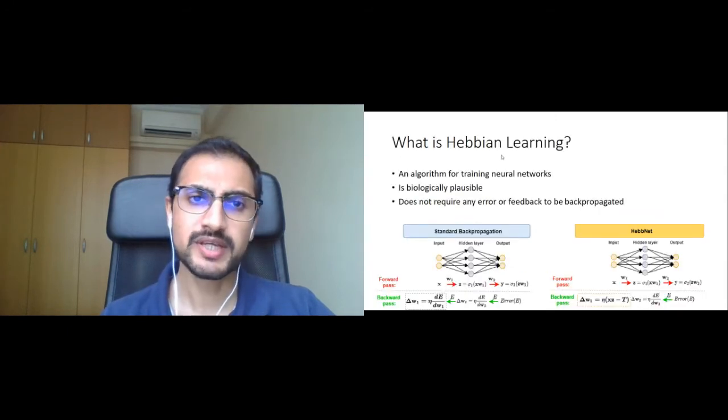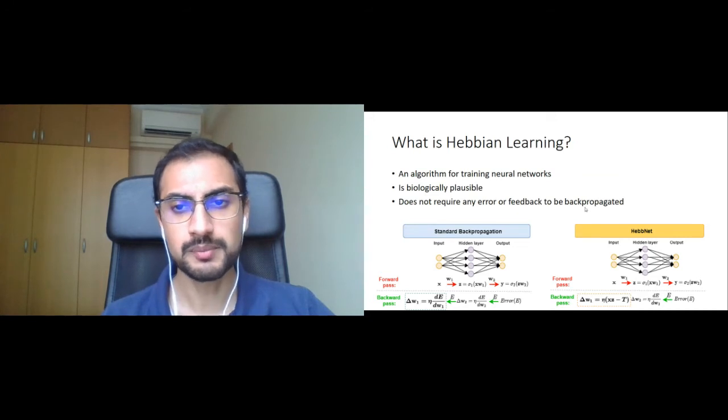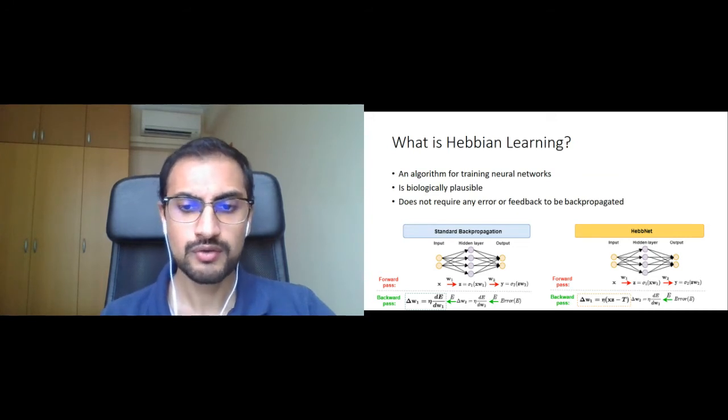So firstly, what is Hebbian learning? Hebbian learning is an algorithm for training neural networks which is biologically plausible because it does not require any error or feedback to be backpropagated. If you look at how a standard backprop network works, we first do a forward pass, at the end of which we calculate an error, and then this error is backpropagated through both the layers.